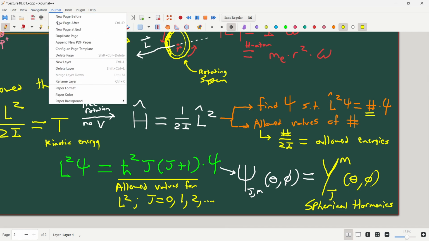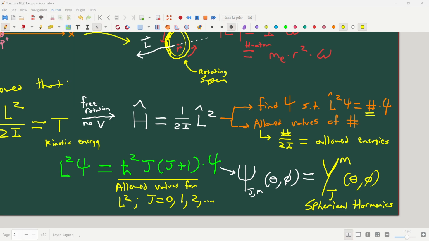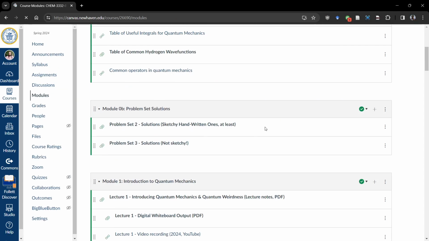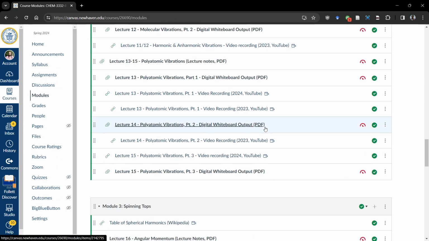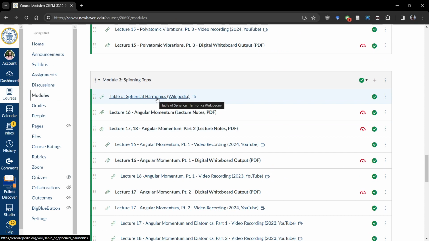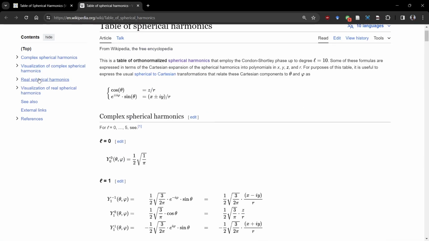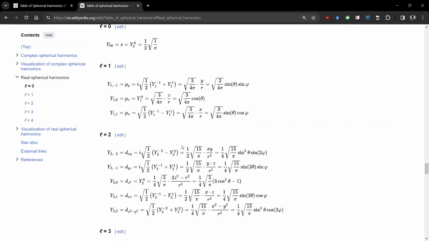So I just want to show you some spherical harmonics. I found this picture on Wikipedia. It's really, really cool, and I thought I'd show it to you. I posted this in module 3. First result, table of spherical harmonics on Wikipedia. And these actually give you the functions for all the spherical harmonics. Don't worry about that. You're not memorizing them. I'll give them to you when you need them.